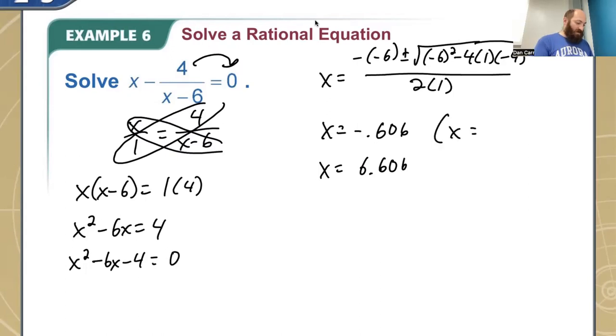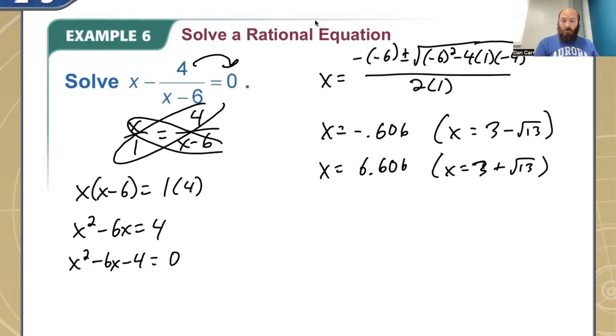Now, as it was also an irrational value, I technically could have done this. I could have done x equals 3 plus the square root of 13, or it would have been 3 minus the square root of 13. Okay, those are my 2 answers as well. So that's our first scenario here.